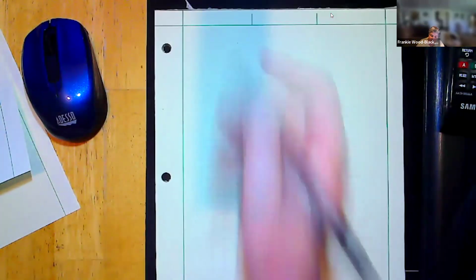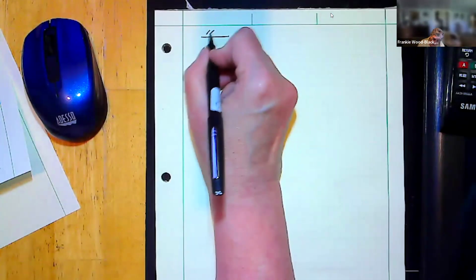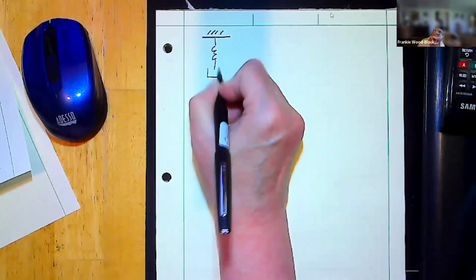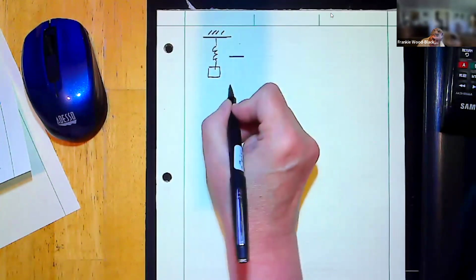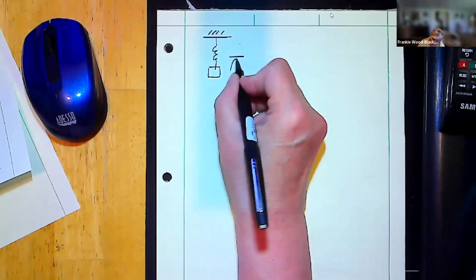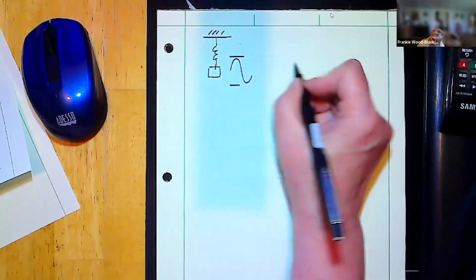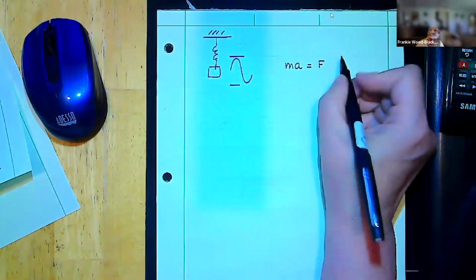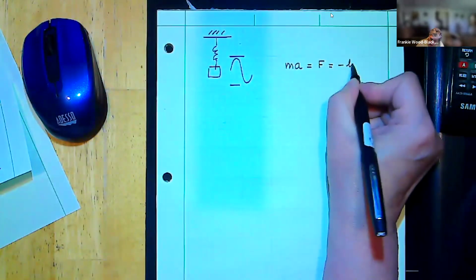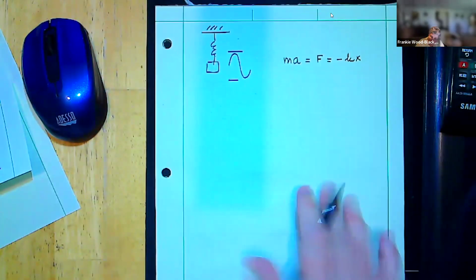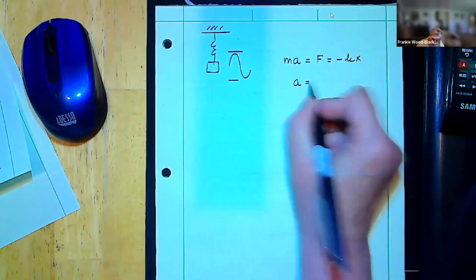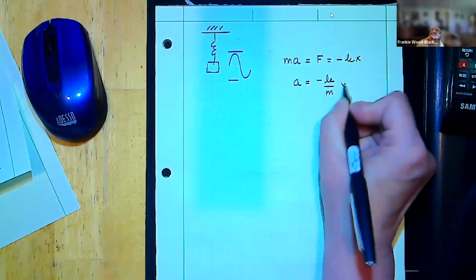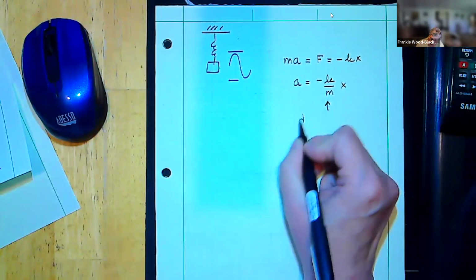But let's look at our system here again. So we've got our spring that's bobbing, right? It's going to bounce up and down over a period here. We have mass times acceleration is equal to force, which is equal to our minus kx. Our acceleration is going to equal minus k over m times x, again, dependent on the system.